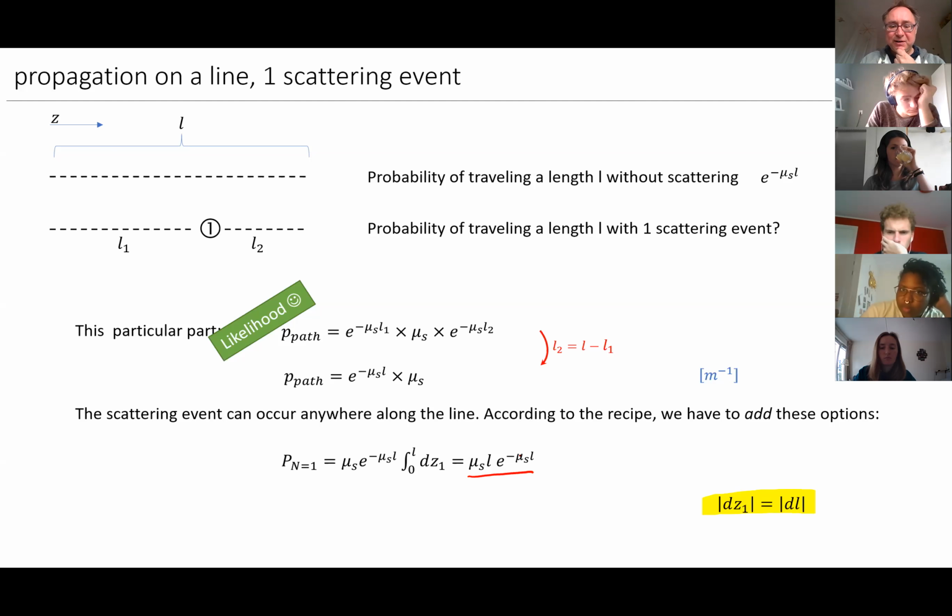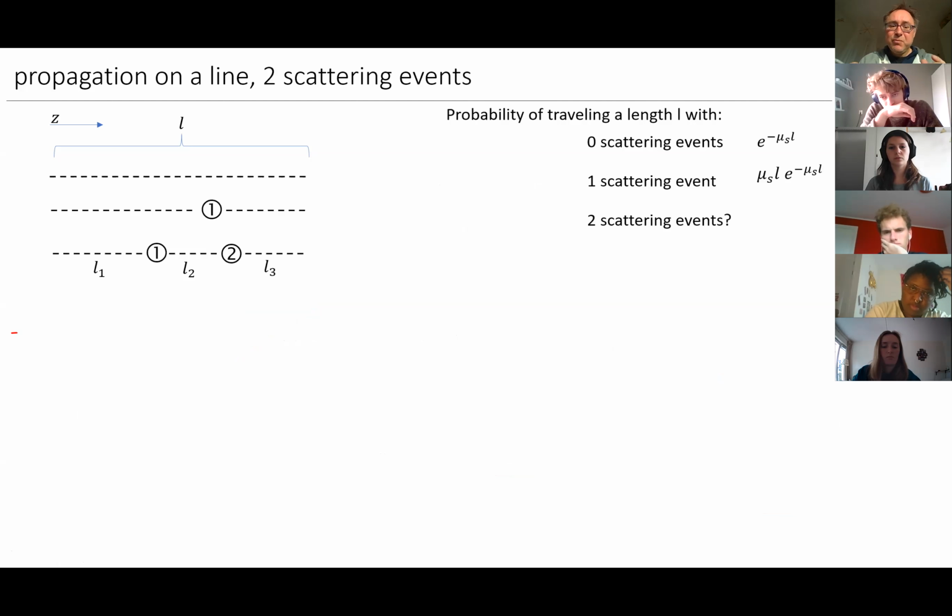So one little remark, I've used the integration variable dz1 here. So z is the distance along the line. So dz1 is then an elemental length along that line that indicates where the first scattering event takes place. That's why there is a subscript 1. But of course, since this is just part of the path length, we can also say that this dz1 is equivalent or has the same length as an elemental path length, dl, along this line. Okay, but now I want to look at the situation where we have two scattering events.